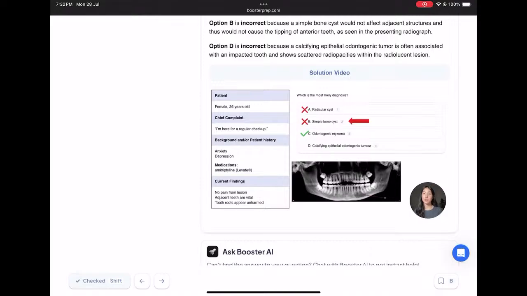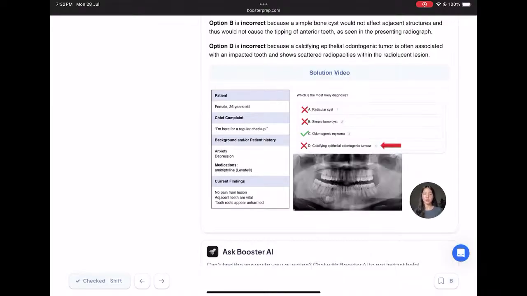Next up, we have the simple bone cyst, which is a pseudocyst, so it will appear radiolucent, but it won't have that epithelial lining or fluid-filled center that's characteristic of a cyst. It is generally asymptomatic, so if it is identified, it'll be an incidental finding, kind of like what we're seeing with the patient, but the adjacent teeth will also be vital and won't undergo mobility or displacement. But we know that this answer is incorrect because it will be completely radiolucent and not have that radiopaque septa throughout.